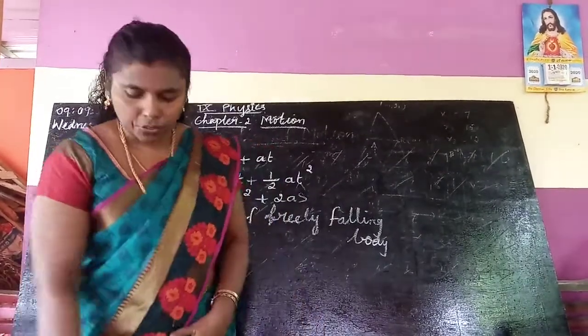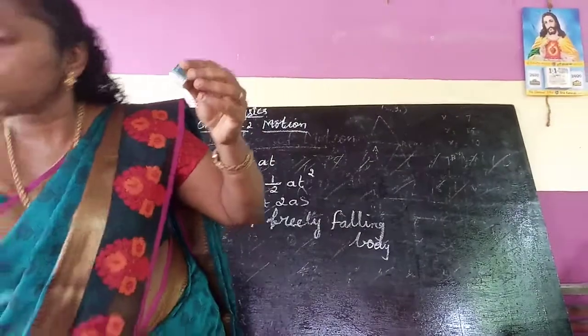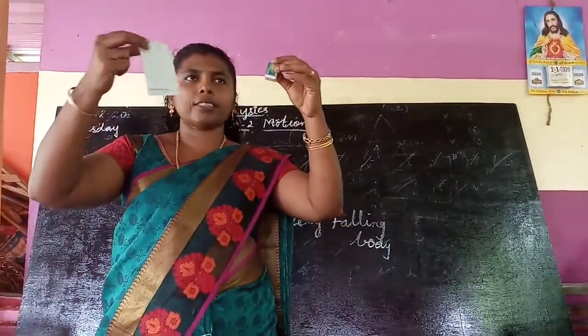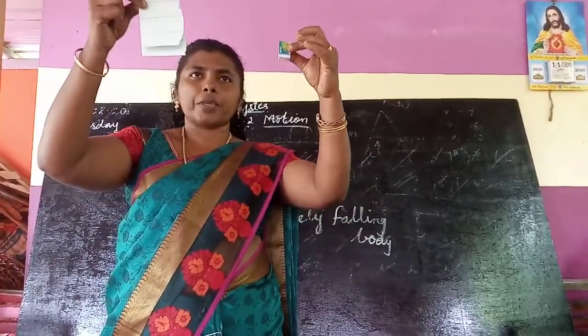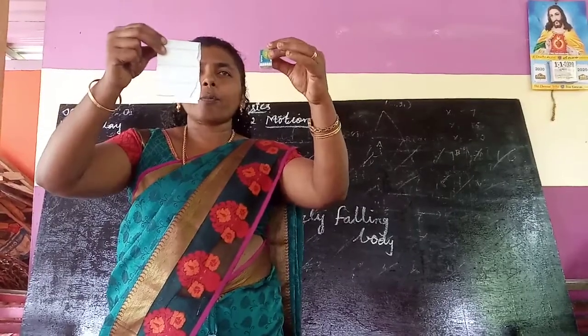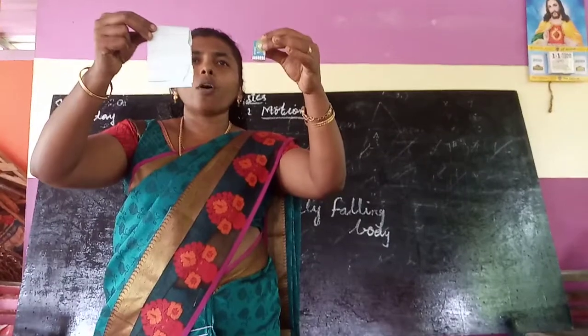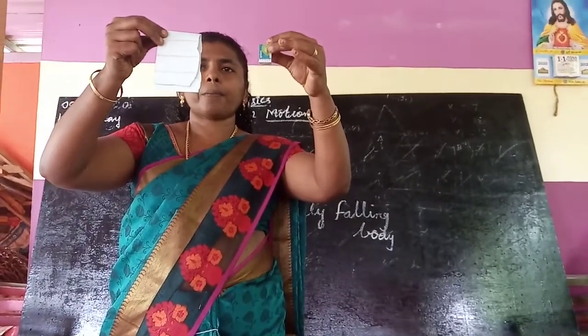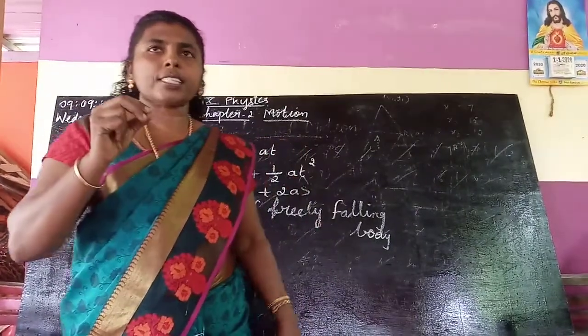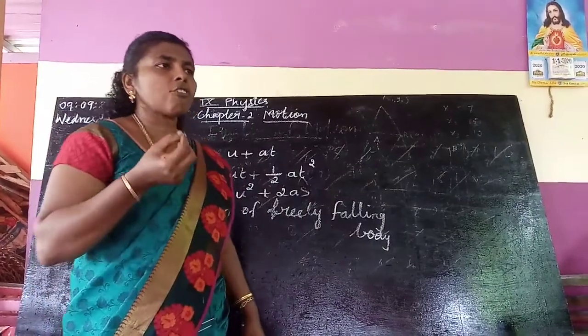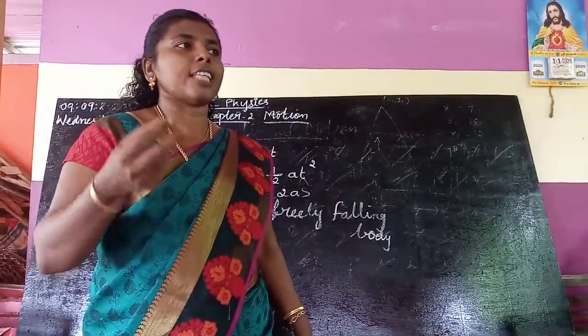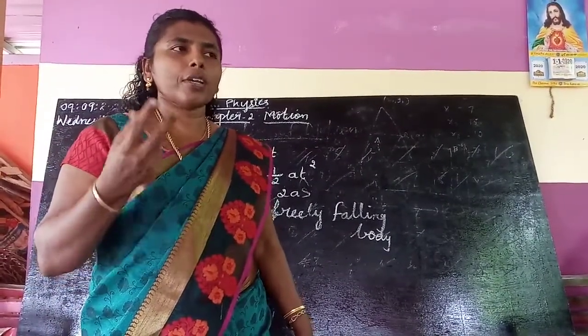Now, next activity, an eraser and a piece of paper. This also I am dropping at the same time and same height. Now, what happens? Let's watch it. First, the eraser falls down. After that, the piece of paper. Do you know what's the reason?